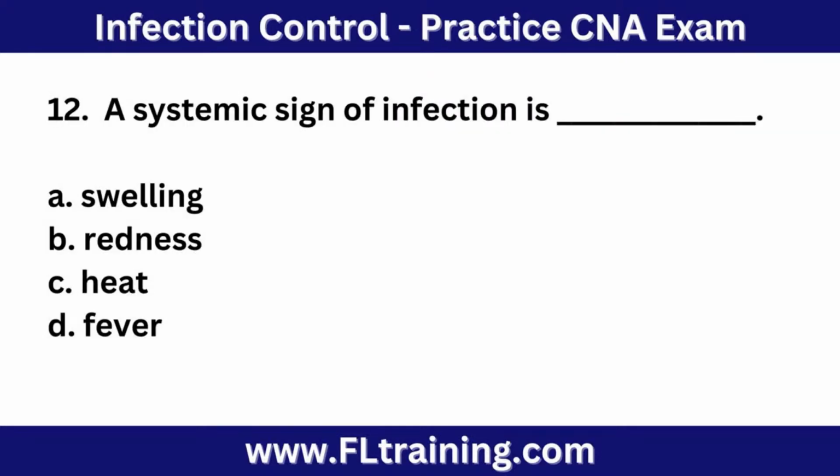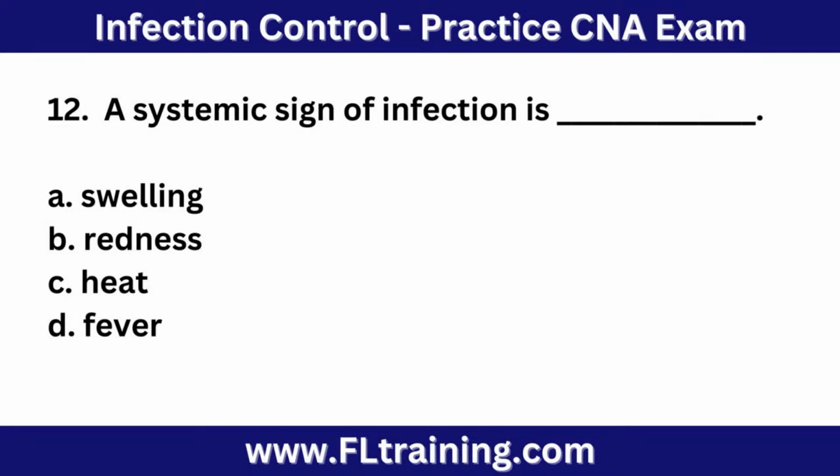A systemic sign of infection is A, swelling. B, redness. C, heat. D, fever. Drop your answers in the chat and let me know what you think it is. A systemic sign of infection is A, B, C, or D. Drop your answers in the chat.